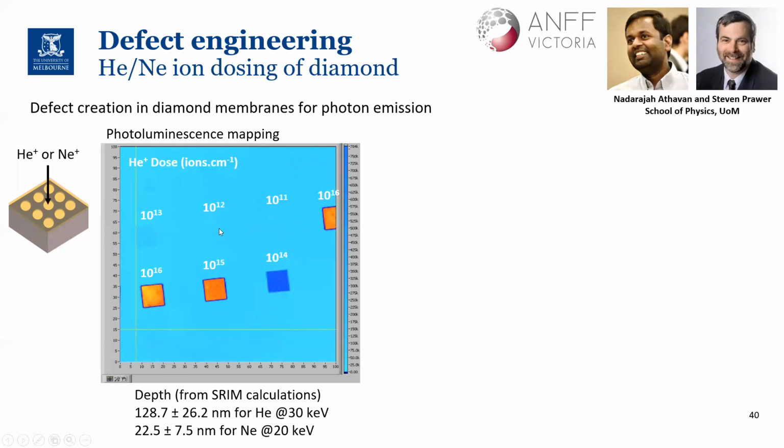So at 10 to the 11 and 10 to the 12, we don't see much photoluminescence. But once we hit the 10 to the 13 dose, we start to see some photoluminescence under laser irradiation. And at 10 to the 16, we of course see the most.